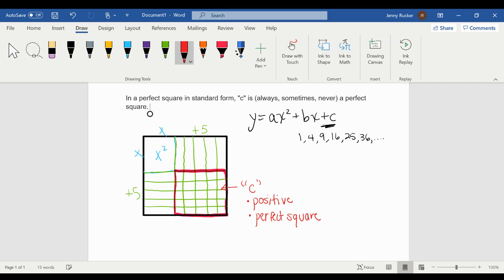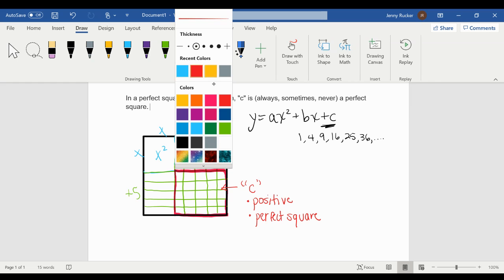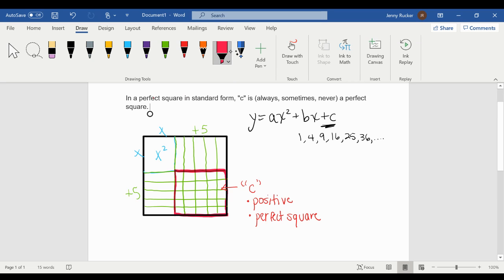because we always have to add the same amount of x bars to each side. So if I add plus 5 on this length, I have to add plus 5 on this side. So it's always going to be how many ever x bars we added times how many ever x bars we added, and it has to be the same. So in this case, it will always be this dimension times this dimension, which will always make a positive and a perfect square.